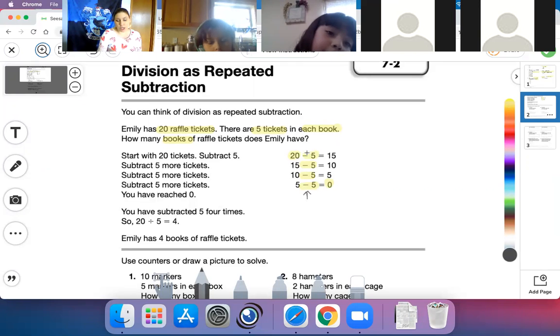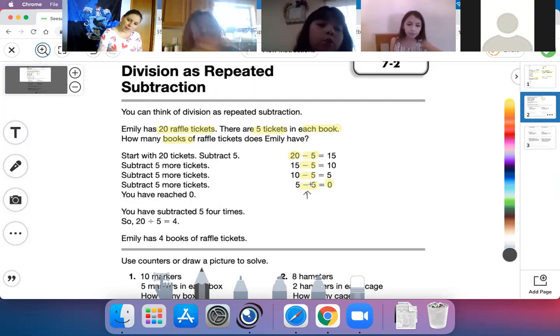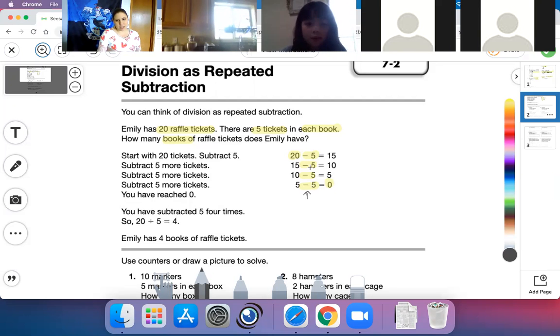So they start with the 20 and take away 5. They're left with 15. They take away 5 from that number and they have 10. Take away 5 from that number, they have 5. Take away 5 from that number and they have 0. And then we look to see how many times they subtracted to figure out how many times 5 can fit into 20. They were able to subtract 1, 2, 3, 4 times. So 20 divided by 5 is 4.